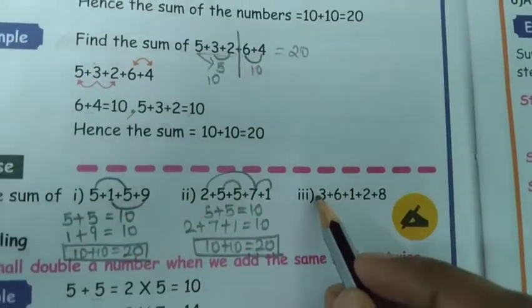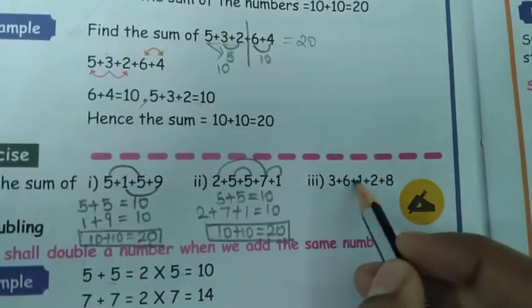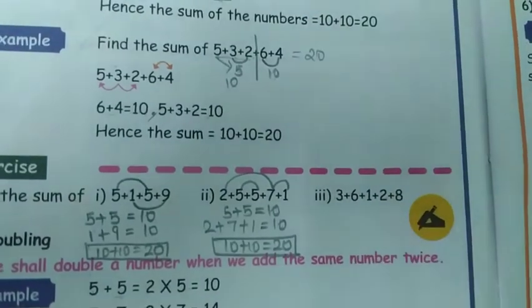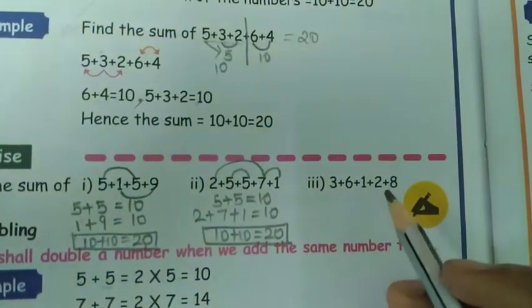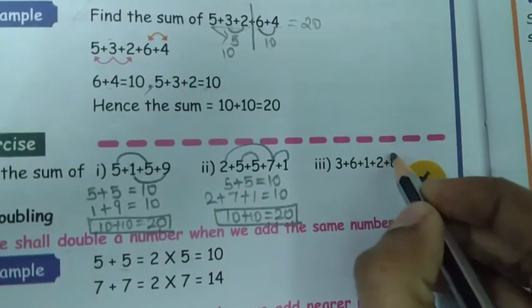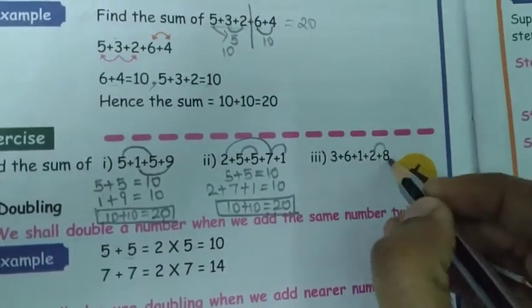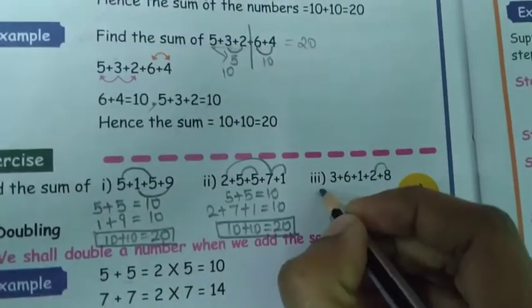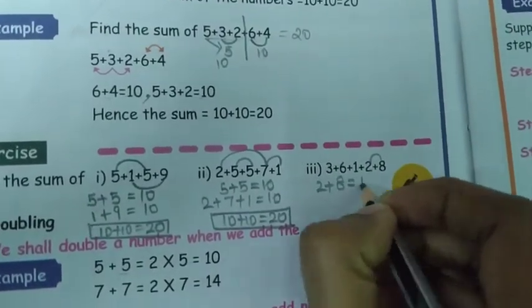Now here, see the third question. 3 plus 6 plus 1 plus 2 plus 8. Now you find the pair of 10 yourself. Very good. 8 plus 2 equal to 10, right? 8 plus 2, what? 8, after 2 is number 9 and 10. So 2 plus 8 equal to 10.